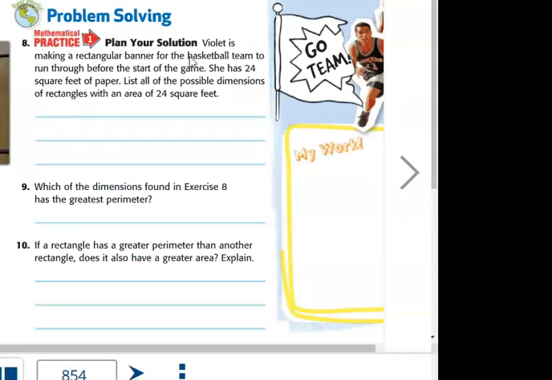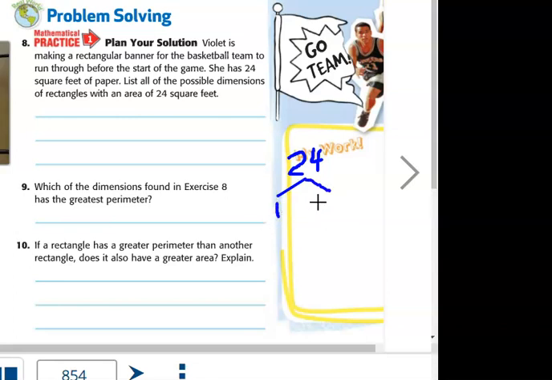Okay, number 8. Violet is making a rectangular banner for the basketball team to run through before the start of the game. It needs 24 square feet of paper. List all the possible dimensions of rectangles with an area of 24 feet. So just like we were doing before, we are taking 24 and finding all the possible factors that I can multiply up to give me 24.